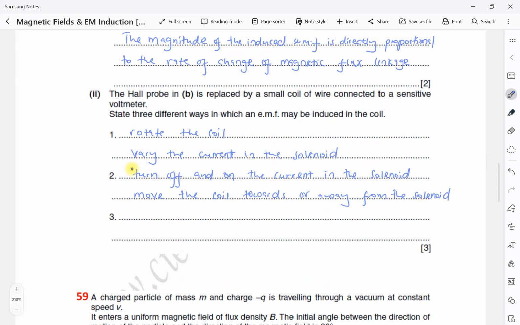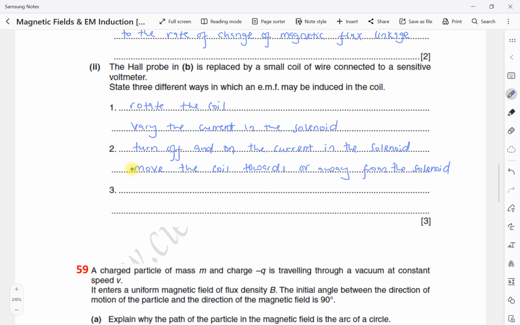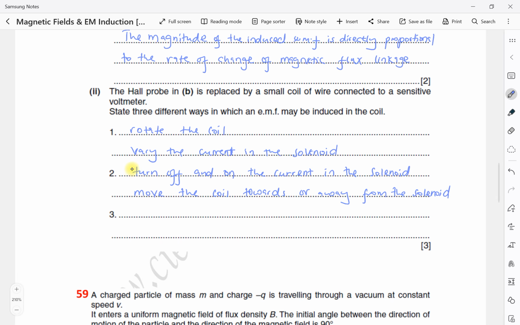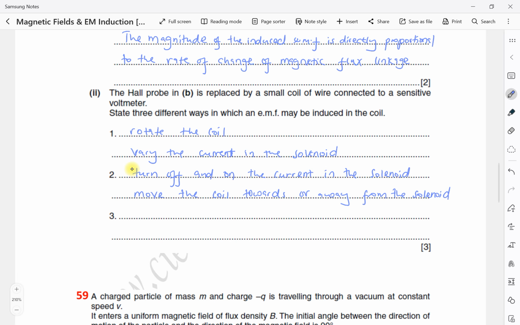And another one could be maybe inserting an iron core in the solenoid. Remember, the iron core concentrates the magnetic field, thereby increasing the magnetic flux linkage, increasing the magnetic field strength, and increasing the magnetic field strength would imply an increase in magnetic flux or a change in magnetic flux linkage. So we could insert an iron core into the solenoid.